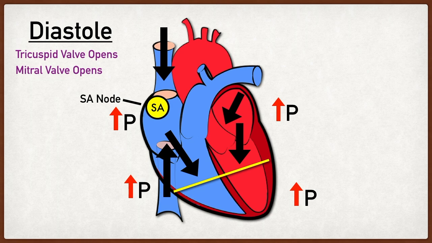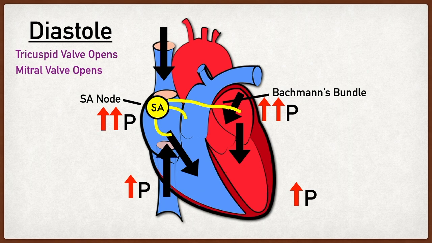Once an action potential is generated by the SA node, it will travel through the right atrium as well as to the left atrium through Bachmann's bundle. As this action potential travels through the atria, it's going to depolarize the cardiac myocytes or muscle cells. When these muscle cells become depolarized, they're going to contract. This contraction will further increase the atrial pressures and further allow blood to flow from the atria to the ventricles.